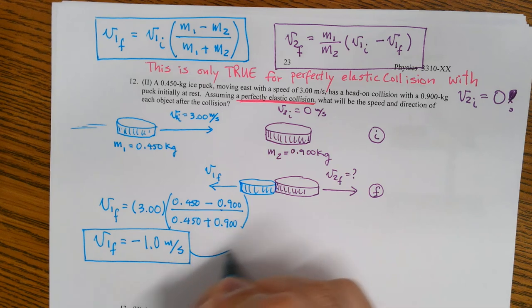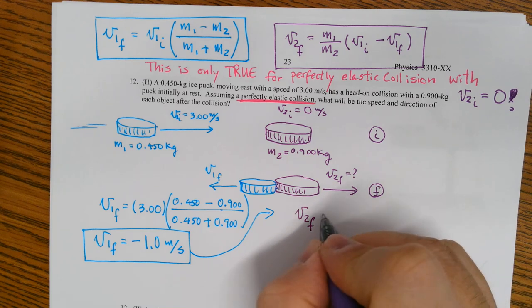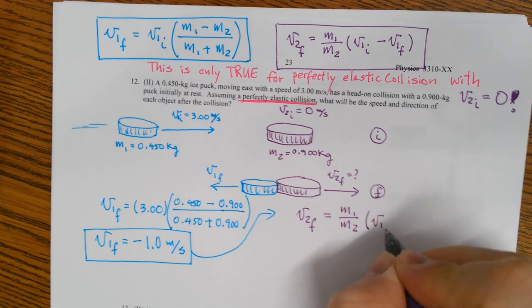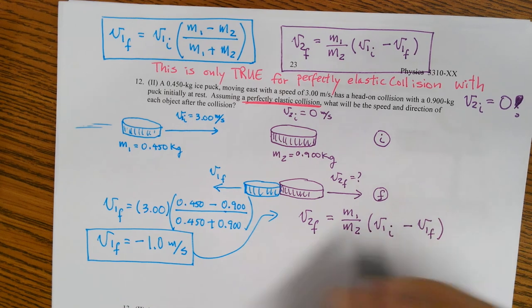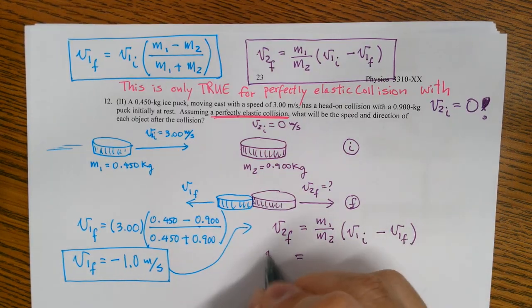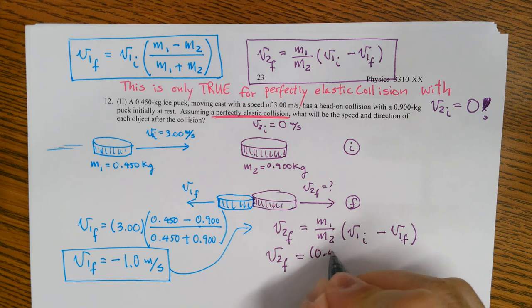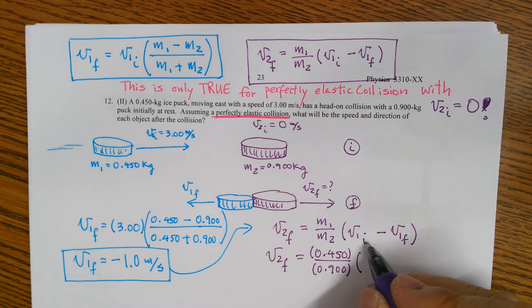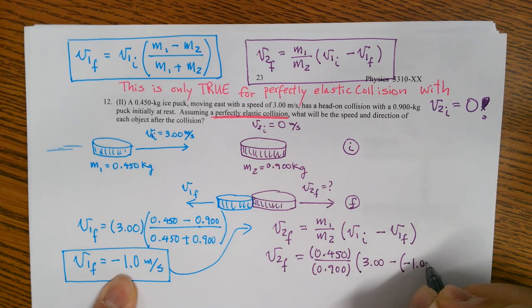Once we know that, now we can use this information to figure out V2. My V2 final is equal to M1 over M2 times V1 initial minus V1 final. Therefore, my V2 final is equal to M1, which is 0.450, divided by 0.900, times V1 initial, 3.0, minus negative 1.0.